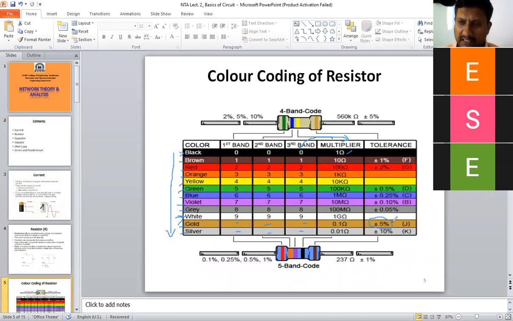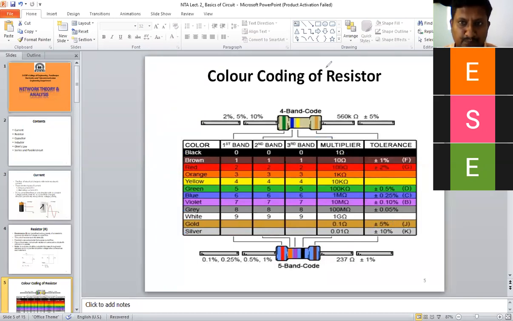100 ohm we are taking as a theoretical value, but practically it may be different. The maximum value will be 105 and the minimum value will be 95 if the gold color is present as the fourth band. If silver is present, then plus minus 10% will be there, meaning 90 ohm to 110 ohm. So that will be the meaning of tolerance. Any questions from this table?